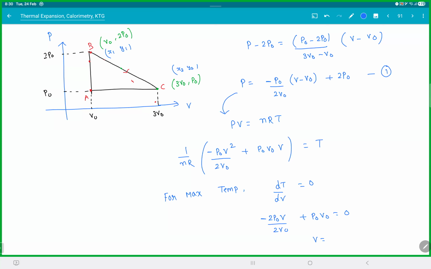Oh, I think I messed up something. I messed up something. There is a plus P naught also sitting there now.